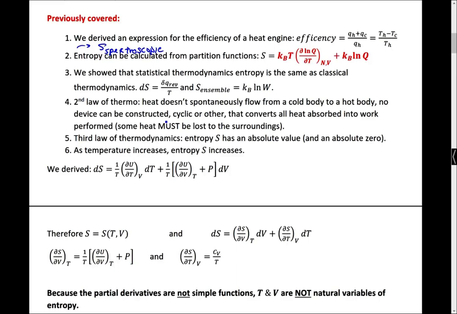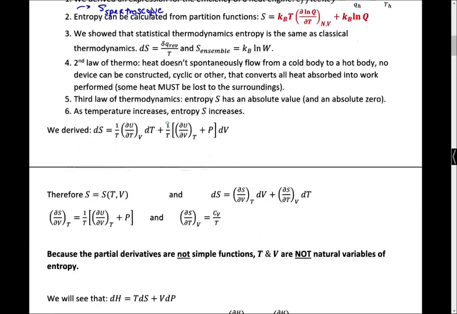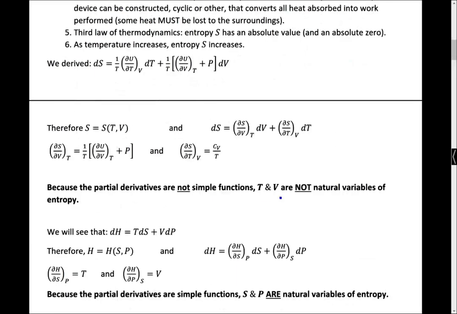Now, if I look at those two equations and I see these derivatives, I see that they're not simple functions. It's not just a single variable. Here I have to take a derivative, add something to it, and divide it. Because those are not simple functions, what we can say is that T and V, the variables that entropy depends upon, are not natural variables.